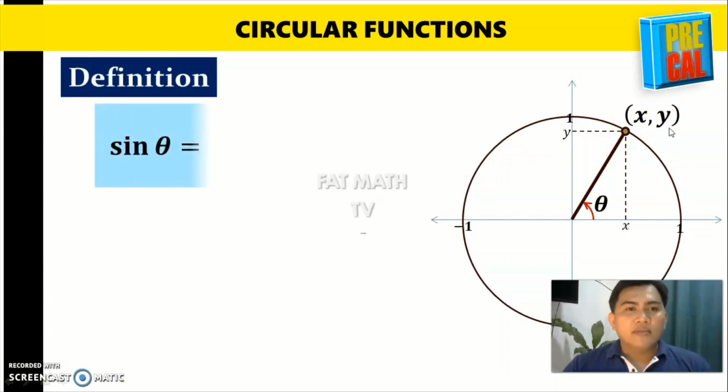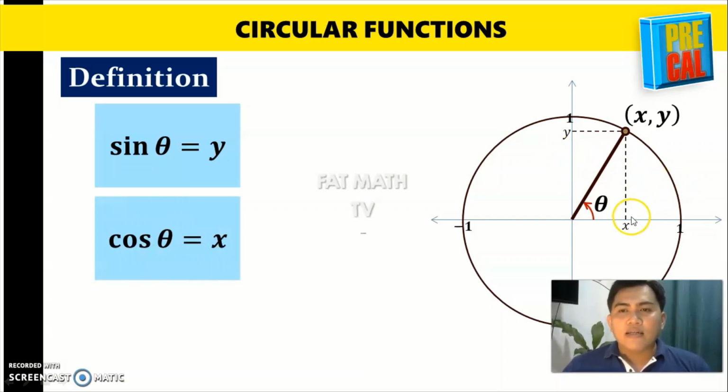These are the sine of the angle, or sine theta equals y. You can verify this if you remember your trigonometric ratios, that the sine of the angle is the opposite side over the hypotenuse. The opposite side here of this right triangle measures y, and the hypotenuse is 1, so that's y over 1, or simply y.